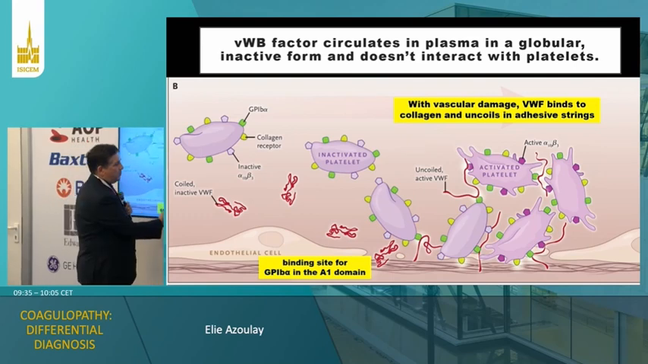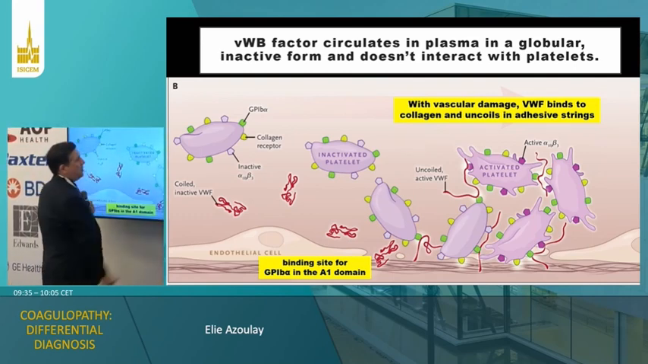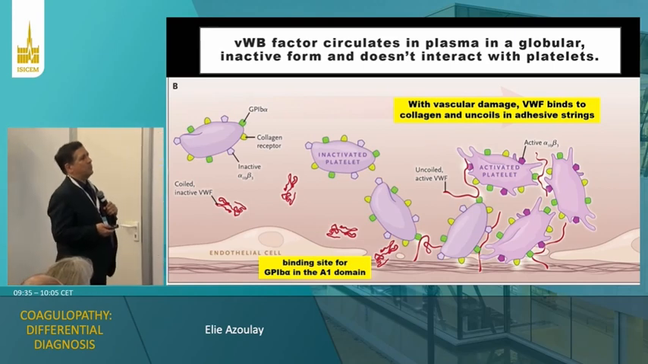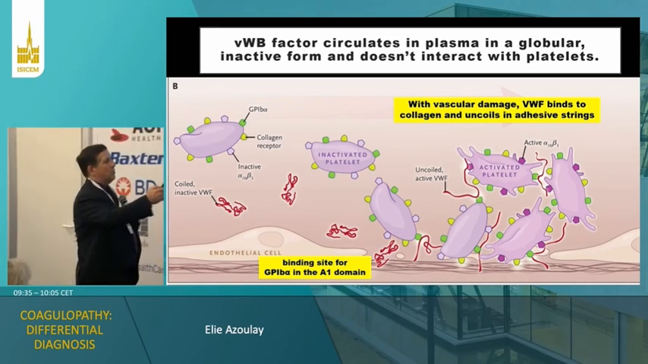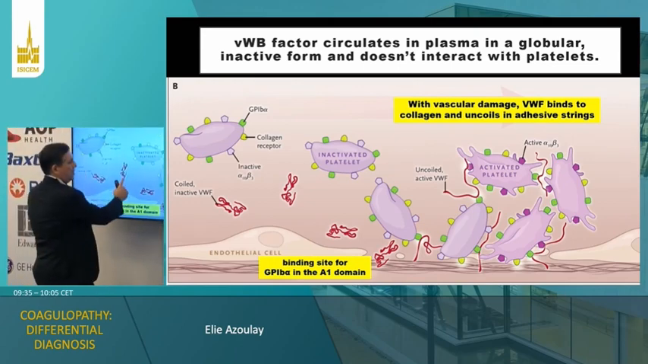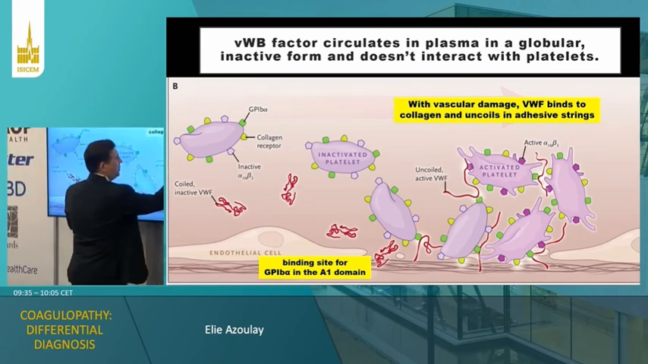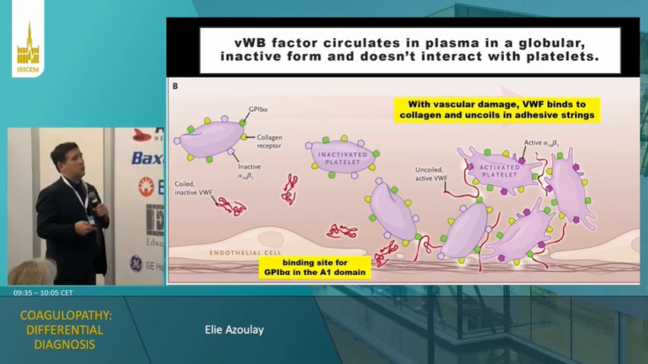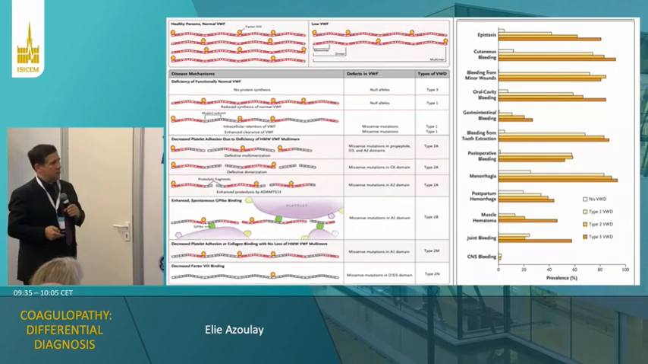So we are again referring to the same GP1B receptor, and we know that when we have vascular damage, normally von Willebrand goes there. So it moves from this to this as a long chain, and it's going to aggregate and produce the clot. This is the normal situation. We are in primary hemostasis.